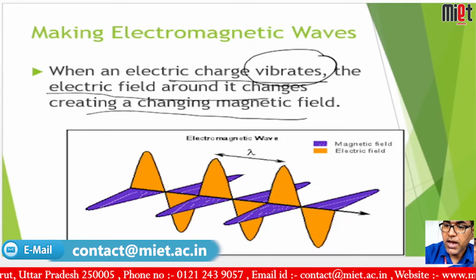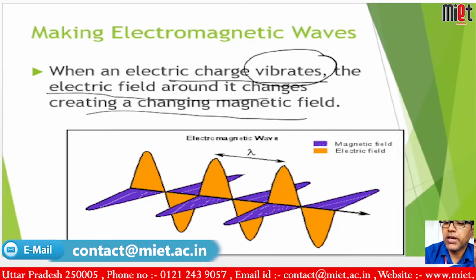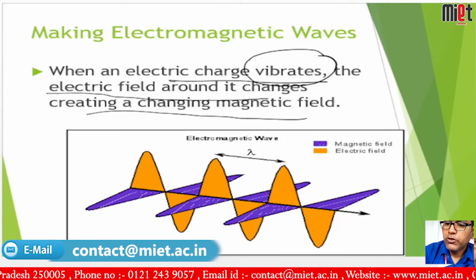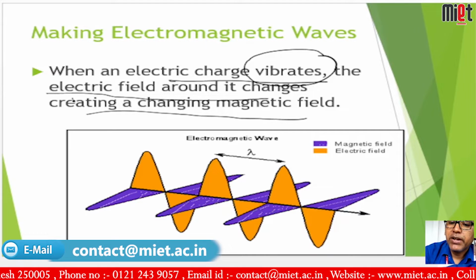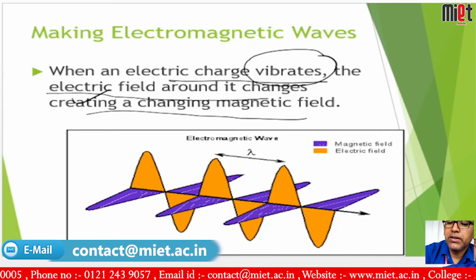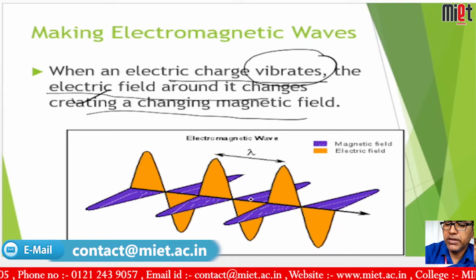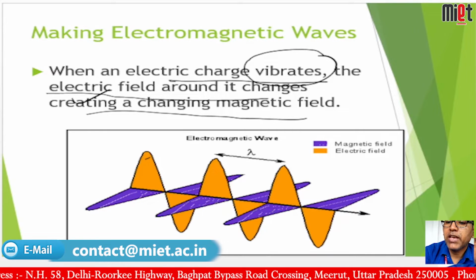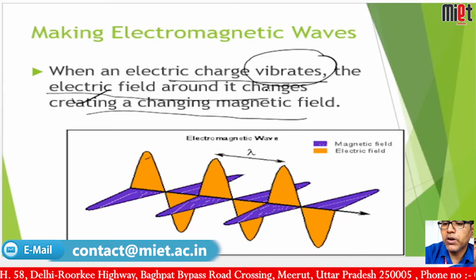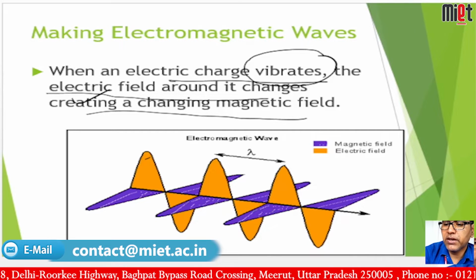Electric charge is oscillating in back and forth motion, and if electric charge is oscillating in back and forth motion, you will get a changing electric field, and a changing electric field will give rise to a changing magnetic field, and in such a way an electromagnetic wave will be generated. This is the electromagnetic wave where electric field as well as magnetic field both are being produced with the help of vibrating electric charge. Vibrating electric charge may also be called oscillating electric charge.